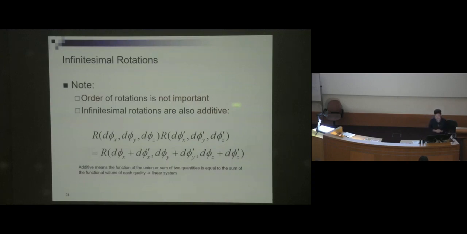So we know that the order of rotation is not important, and we also know that the infinitesimal rotations are additive. Meaning that if you multiply two together, it's the same as when you're rotating by respectively adding the small angle x and the small angle x prime, and so on. You can actually verify them. They obey the rule of additivity. The rule of additivity means that the function of the sum of two quantities is equal to the sum of the functional value of each quantity itself. So this implies a linear system.